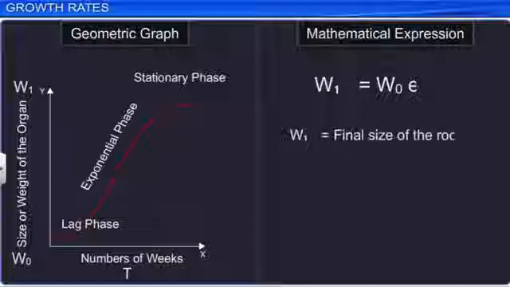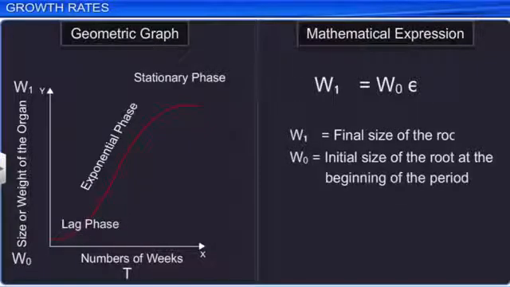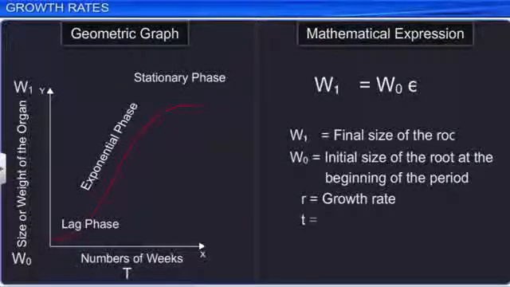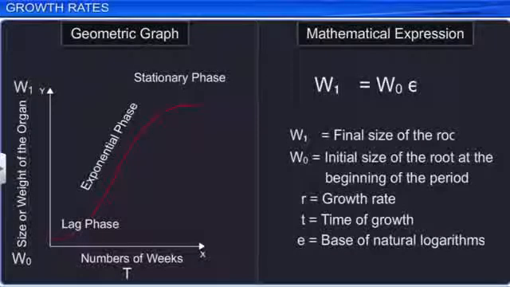Final size of the root. W0 equals initial size of the root at the beginning of the period. R equals relative growth rate. T equals time of growth. And E equals base of natural logarithms.